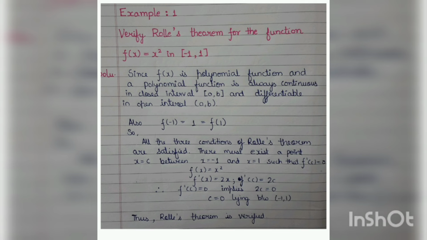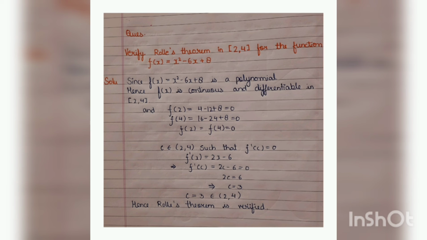The derivative of x² is 2x. So f'(c) is equal to 2c. Here, 2c = 0 implies c = 0, lying between -1 and 1. Thus Rolle's theorem is verified.